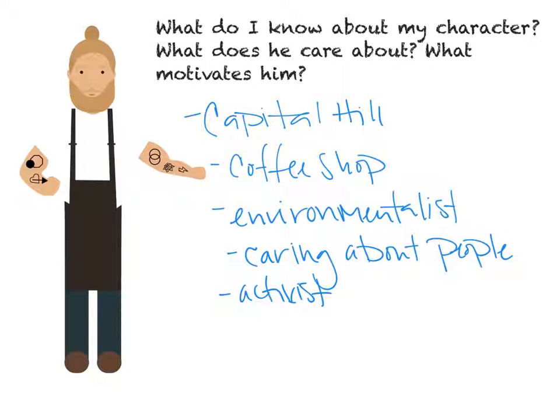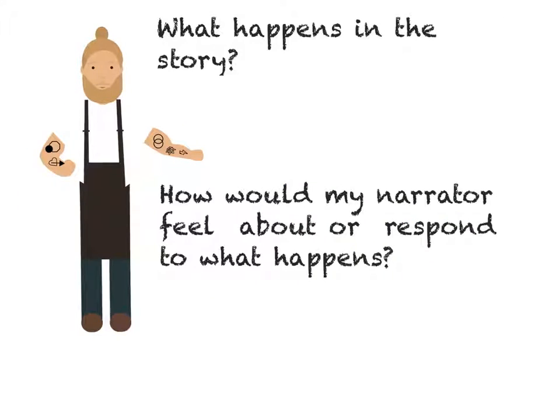Okay, so now that I kind of know him, Capitol Hill living, works at a coffee shop, environmentalist, super into caring about people, activist, I want to think about what happens in the story and how my narrator is going to respond or feel about what happens in the story. So my questions now are: what happens in the story, and then how is my hipster dude going to feel or respond to what happens?